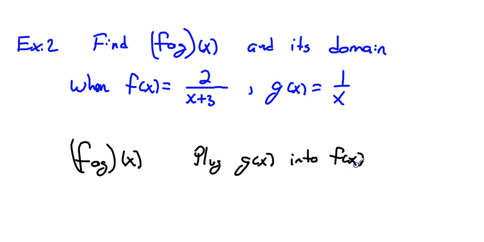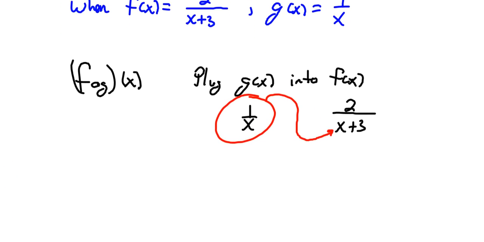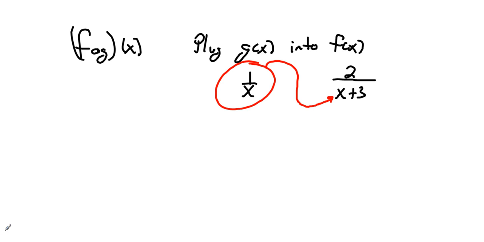And don't let the fractions scare you. It's still the same setup. We may have to clean it up a little bit at the end, but it's still the same setup when we're going through these. So g of x is 1 over x, and f of x is 2 over x plus 3. So this is going in place of x right there. Okay, so that's going to get us 2 over, when we plug in that for x, 1 over x plus 3.